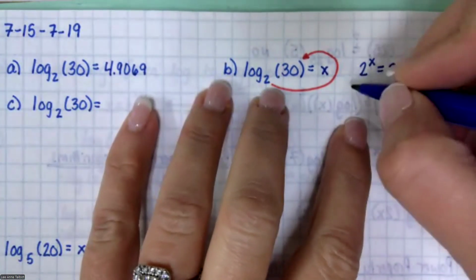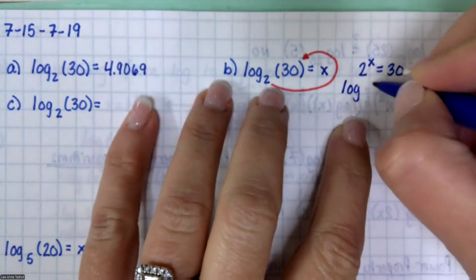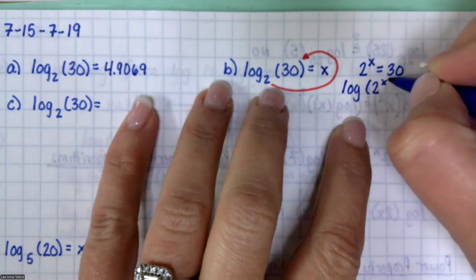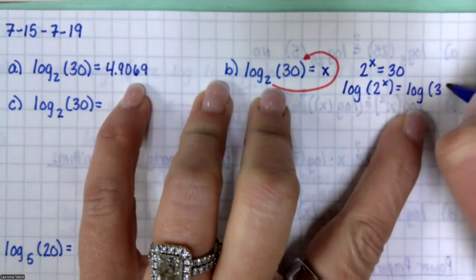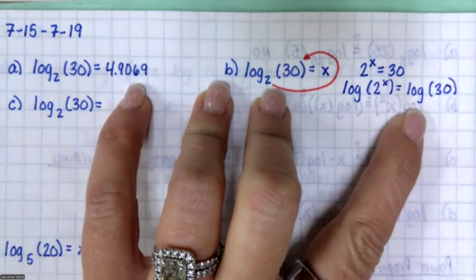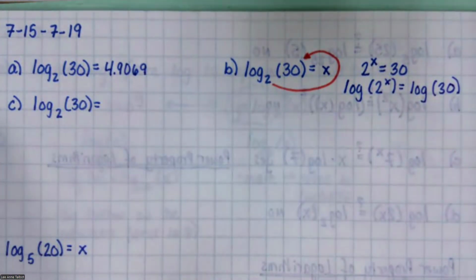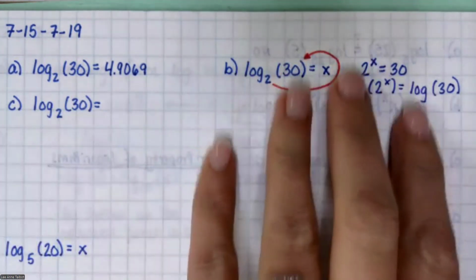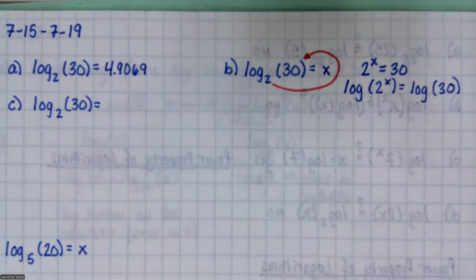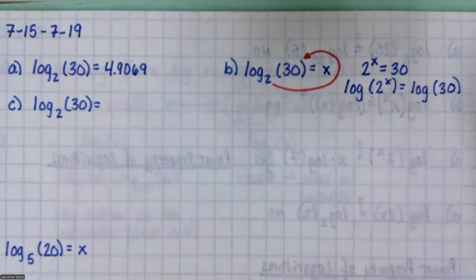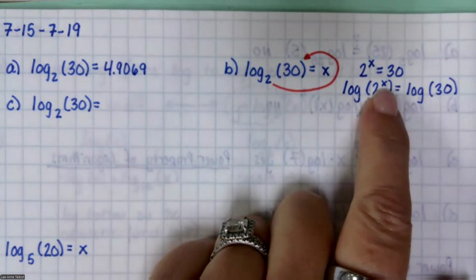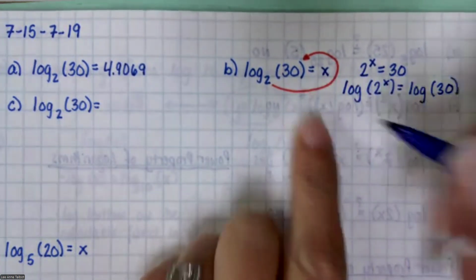You guys did this in your homework a couple of times. So log 2 to the x equals log 30. Then this is the proper amount of work shown here. So I converted to exponential. I log both sides. Now I'm going to use the power property of logarithms, which means that I can move my x in front.